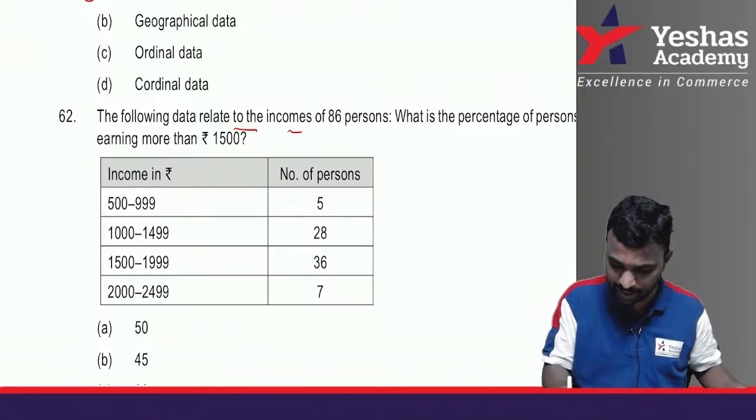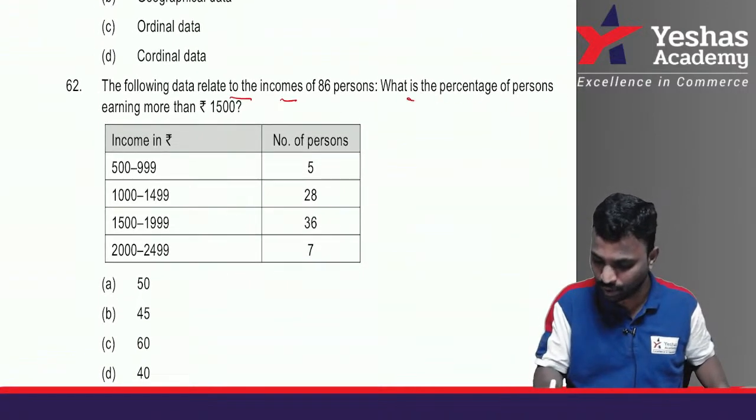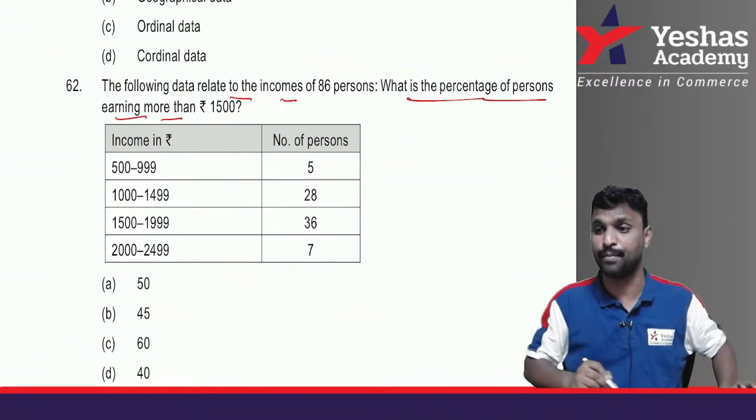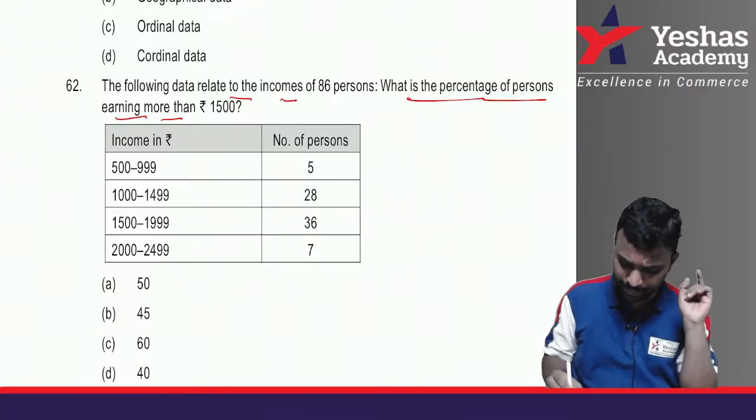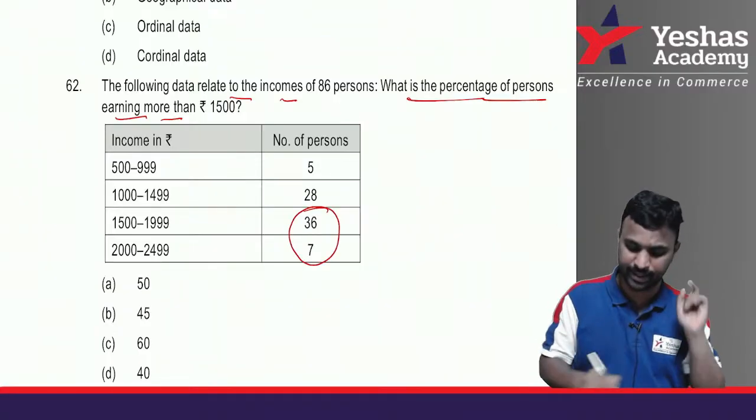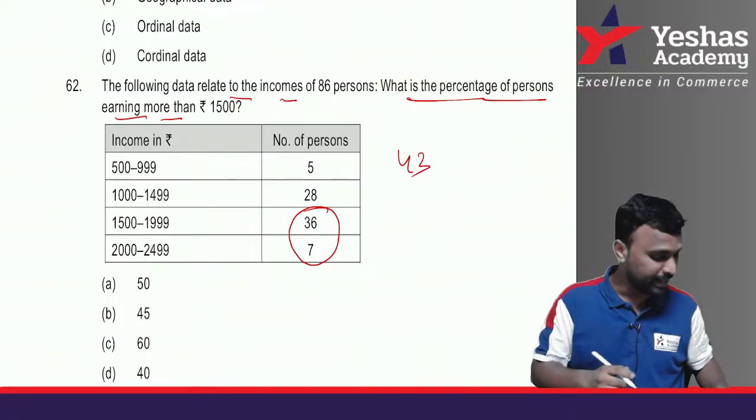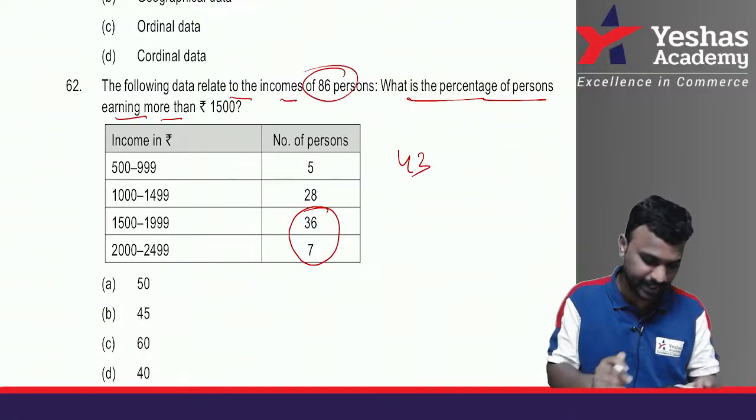The following data related to the income of 86. What is the percentage of persons earning more than 1500? How many people earn more than 1500? 36 and 7, which is 43 people. This 43 is what percentage of 86? It's half of it.